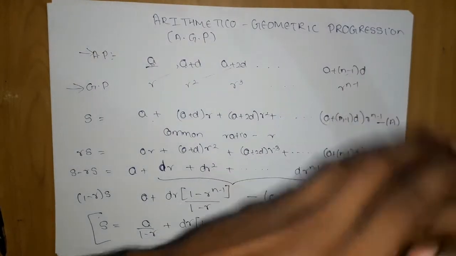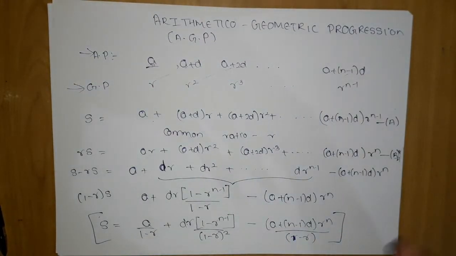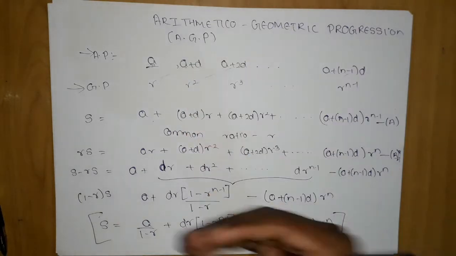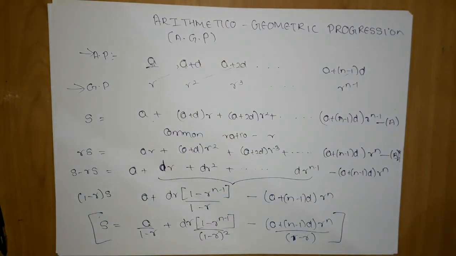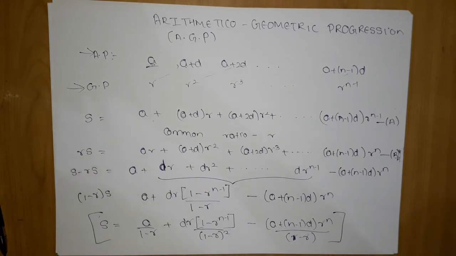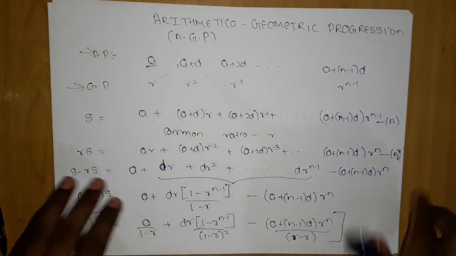Call the first given sequence, analyze the AP and GP like this. After that, multiply the second with the common ratio, then subtract them, a minus b, and then get the sum. This is the general approach. Now let me teach you one more thing, then we will do some more things.